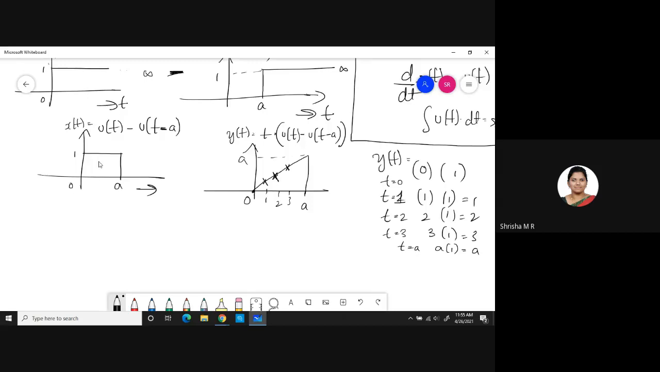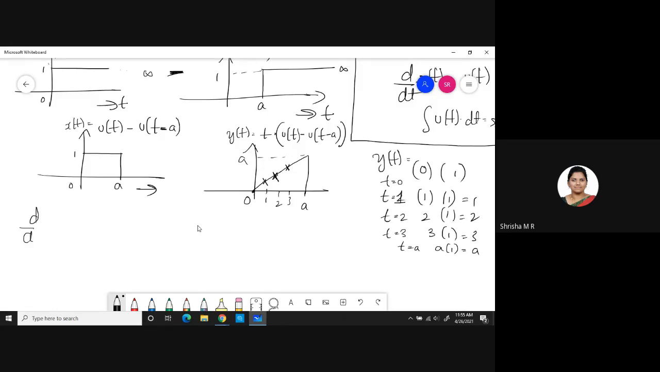So they have told us to plot x of t and y of t. So we have plotted this. They also told us to plot the derivatives of this. Now we have to take the differentiation of x of t and y of t. Completed till here, everyone? Shall we move ahead? So now they told us to plot the derivatives of x of t and y of t.